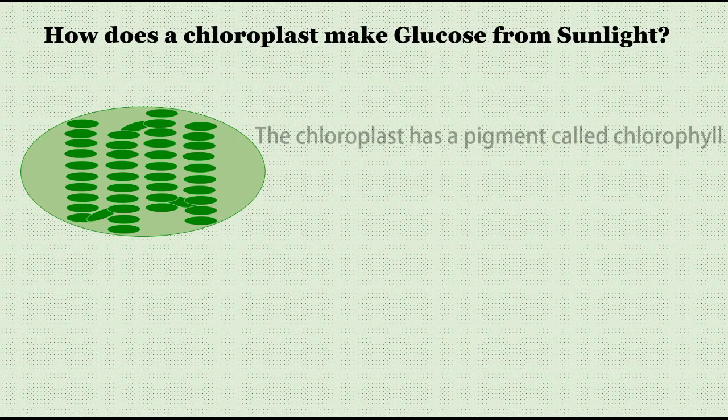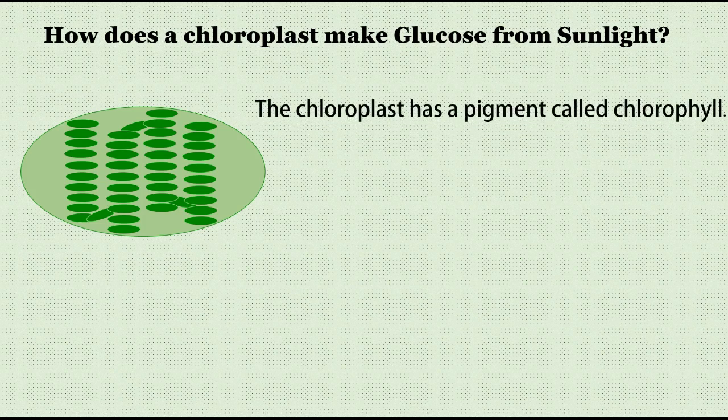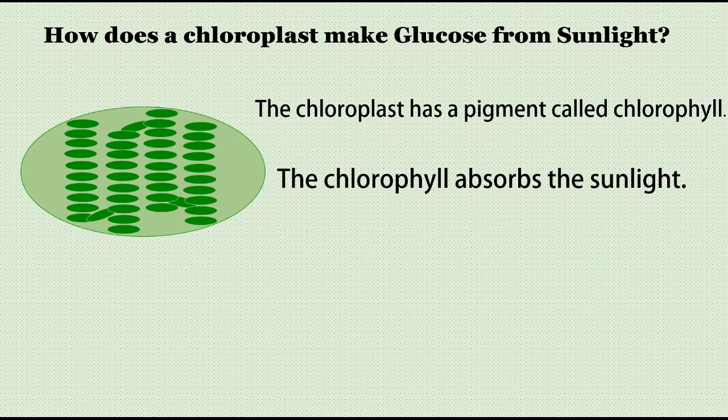It's a bean-shaped organelle. The chloroplast has a pigment inside of it called chlorophyll, and chlorophyll is what allows us to see green because it absorbs all of the other colors in the light spectrum except for green, and it actually transmits green back to our eyes. The chlorophyll pigment then absorbs the sunlight.